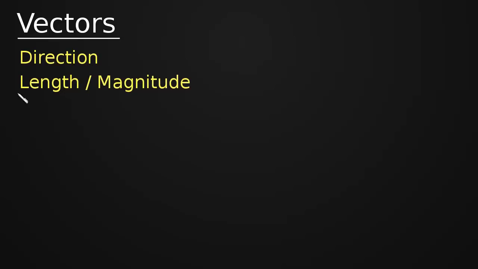Let's start by asking the most basic question: what is a vector? A vector is really just two pieces of information, direction and length, or what's also called magnitude. Two different words for the same thing.